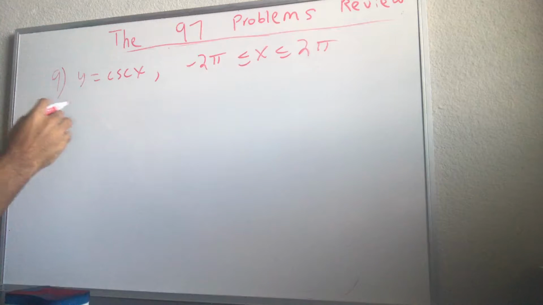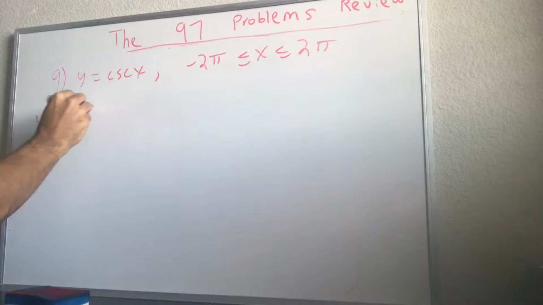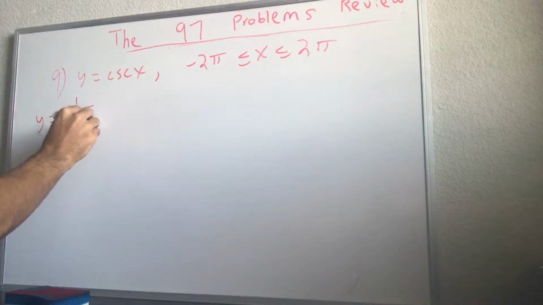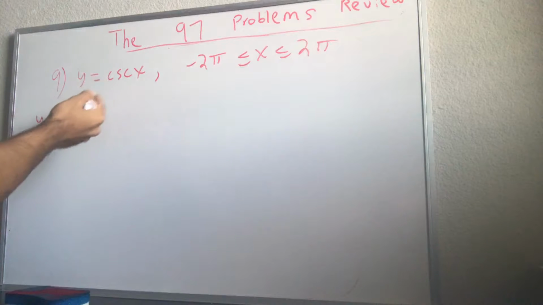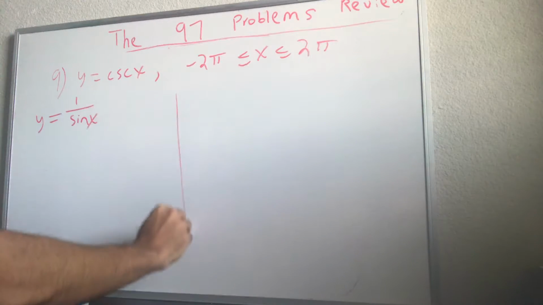So the first step is to understand that this is y is equal to 1 divided by sine of x, right? Obviously, this is just the reciprocal of cosecant of x. So y is equal to 1 divided by sine of x is the same thing as cosecant of x. So we use the same concept and really find points where sine of x is 0 to determine where the asymptotes may be for cosecant of x. So let's just graph that quickly here.